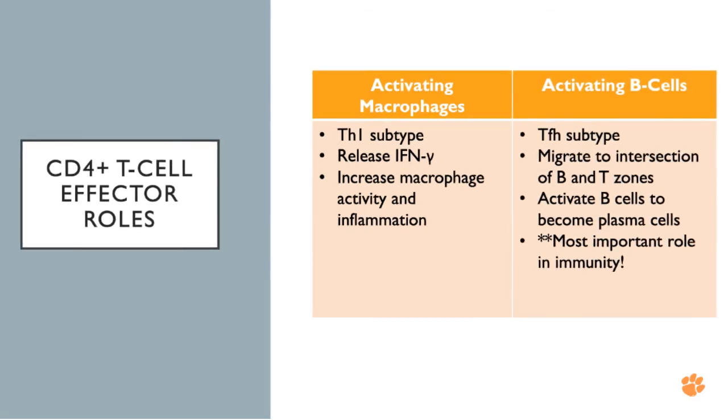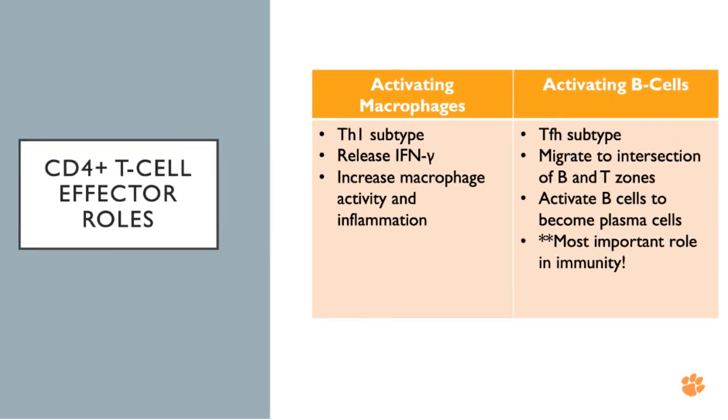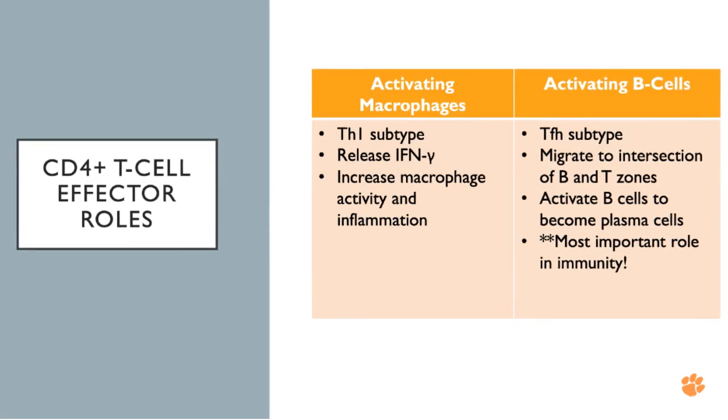Other CD4 helper T cells can become follicular helper T cells, migrate to the intersection of the T zone and the B zone, and through linked antigen recognition of the B cell's MHC class II complex, can activate these cells to begin producing anti-rabies antibodies.